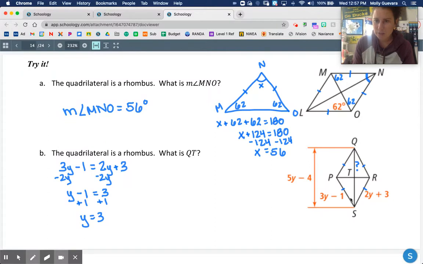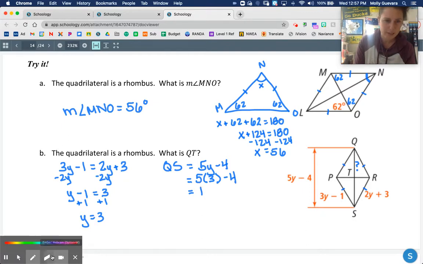Now I'm given that QS is equal to 5y minus 4. So I have 5 times 3 minus 4, which gets me, oh my goodness, you guys, why don't you yell at me? 3 plus 1 is not 3. It is 4. It's like, this doesn't make any sense. So y is 4. There we go. 5 times 4. This makes a lot of sense. Which is 20 minus 4, which is 16.